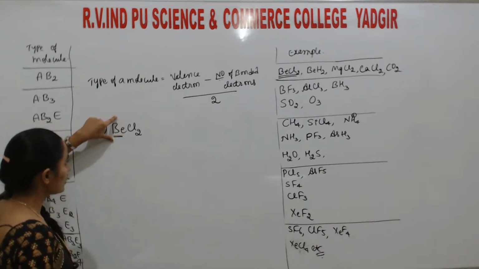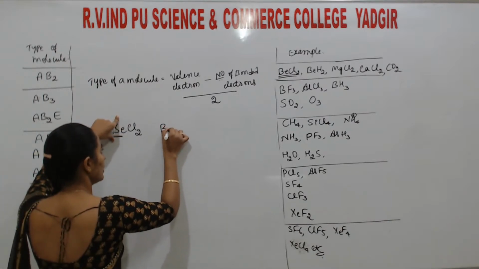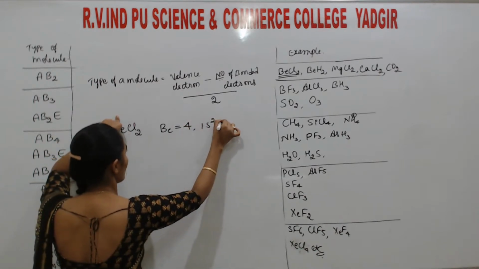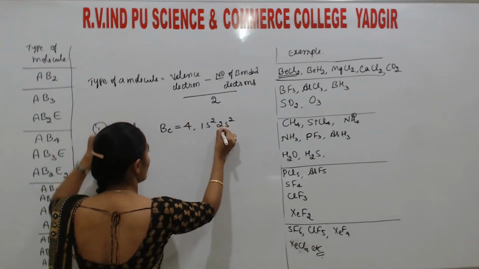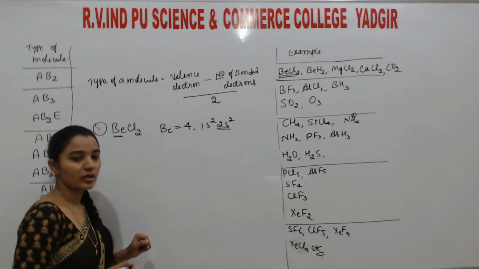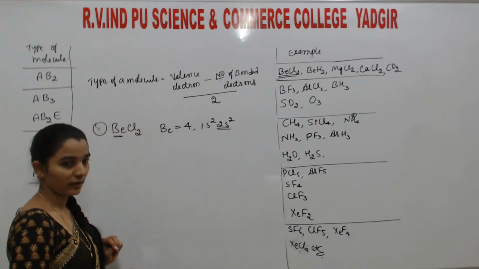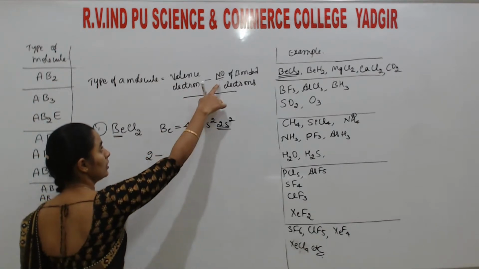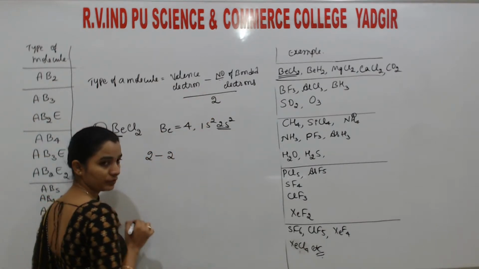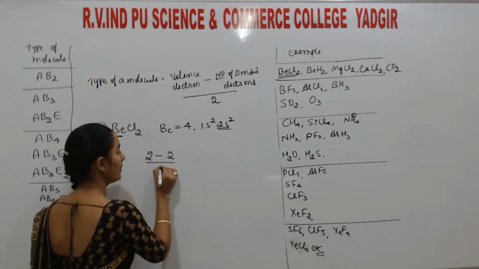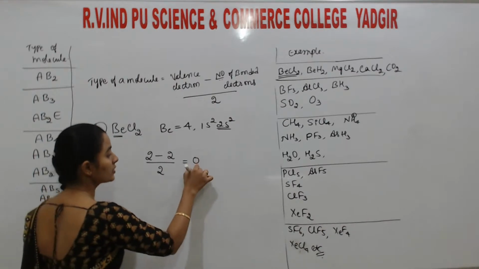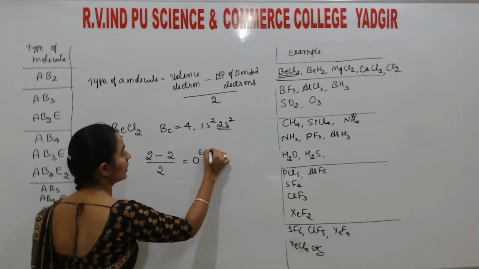Okay, so students, the central metal atom is beryllium and its atomic number is 4. Configuration is 1s2, 2s2. This is the valence shell, which means 2 electrons are there. Valence electrons are 2, number of bonded electrons 2, divided by 2, that is 0. This one is the electron pair.